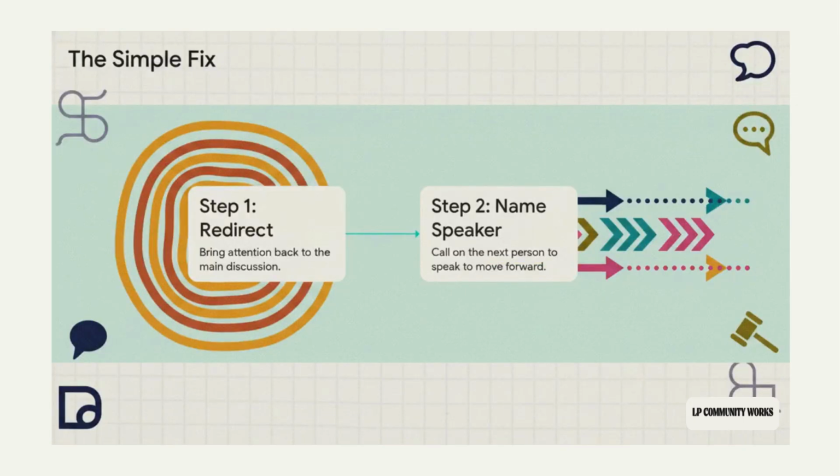Look, the fix is simple, and you don't need to publicly shame anyone. As the chair, you just bring the focus back. Call on the next person to speak. All right, David, what are your thoughts? That's it. You've reclaimed the room, and there was no confrontation necessary.